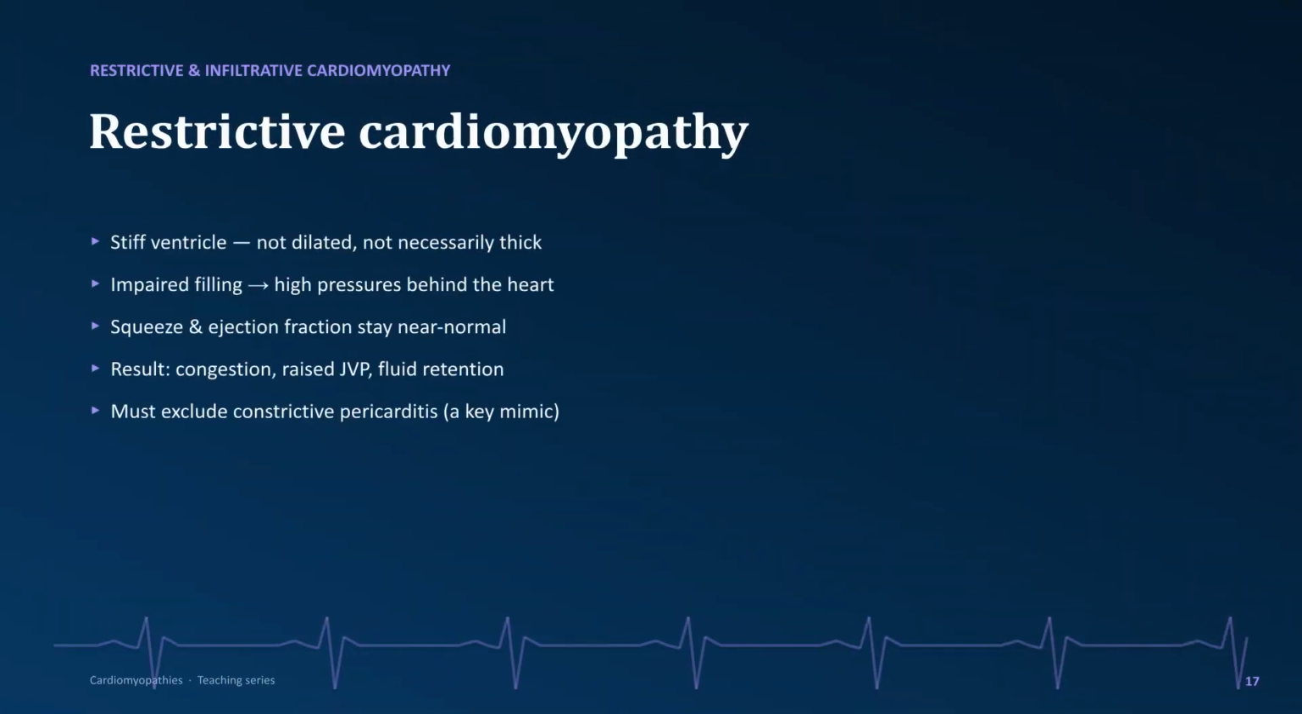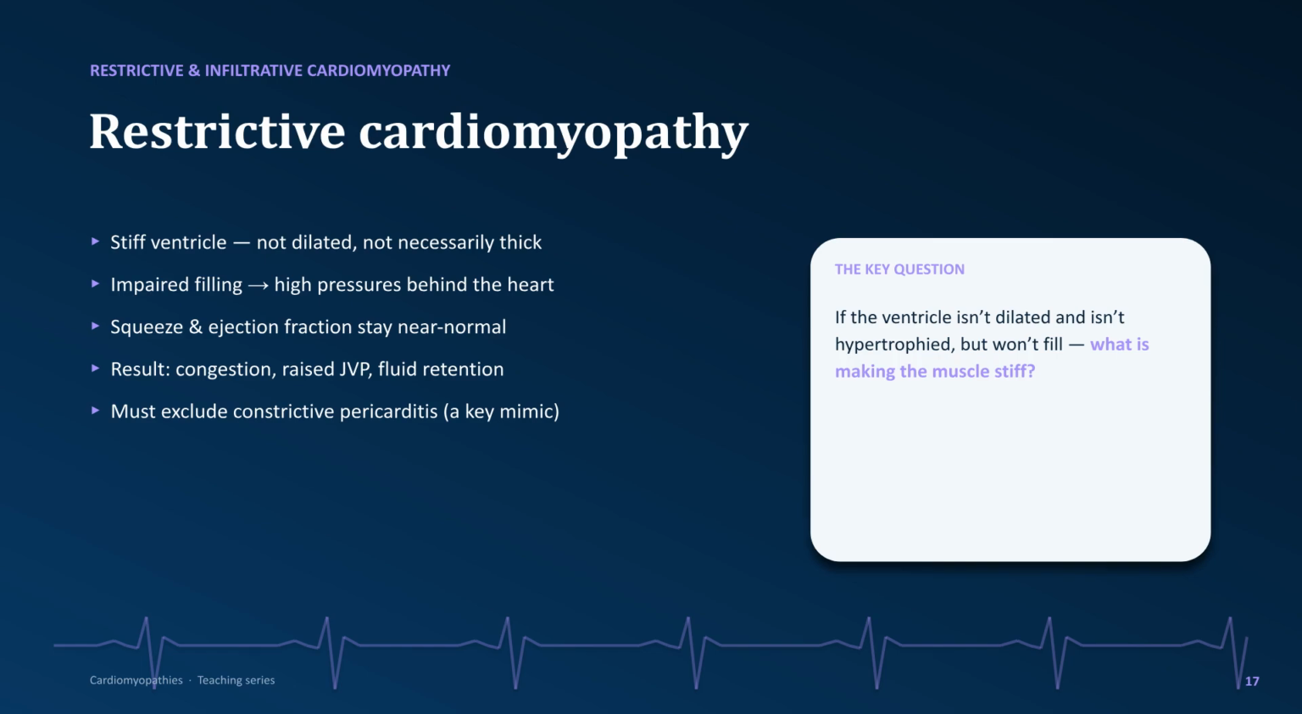The third pattern is restrictive cardiomyopathy. Here, the ventricle is not dilated or necessarily thick, but the muscle itself is stiff. This restricts filling, causing high pressures behind the heart. It is critical to differentiate this from constrictive pericarditis, where a rigid sac rather than the muscle causes the problem. The key question here is what is making the muscle stiff?